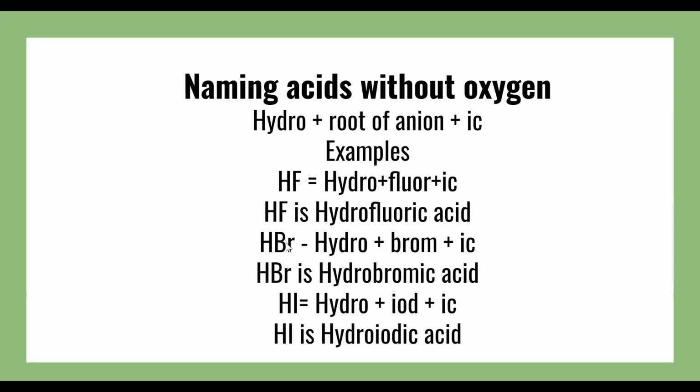You see, hydro, brom, that's the root of the anion. The anion remains bromide, then you have brom, then plus IC, so hydrobromic acid. The same with hydroiodic acid, which is very easy.